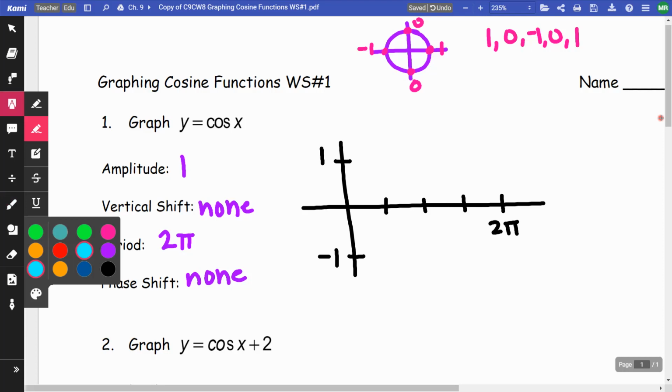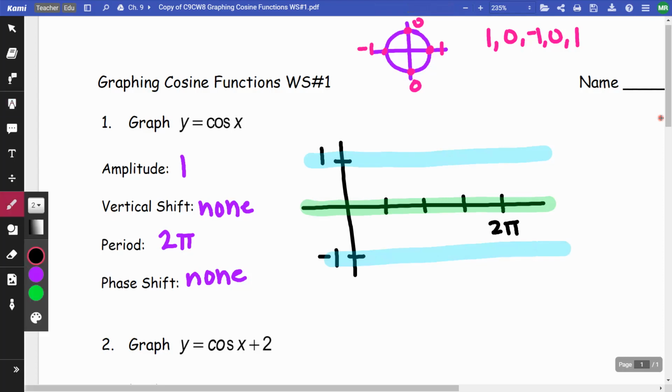And so my vertical shift, since there's no vertical shift, my vertical shift is going to be on the x-axis. That's where my zeros are going to be. They're actually going to be at 0. And then my highs are going to be at 1. And my lows are going to be at -1.